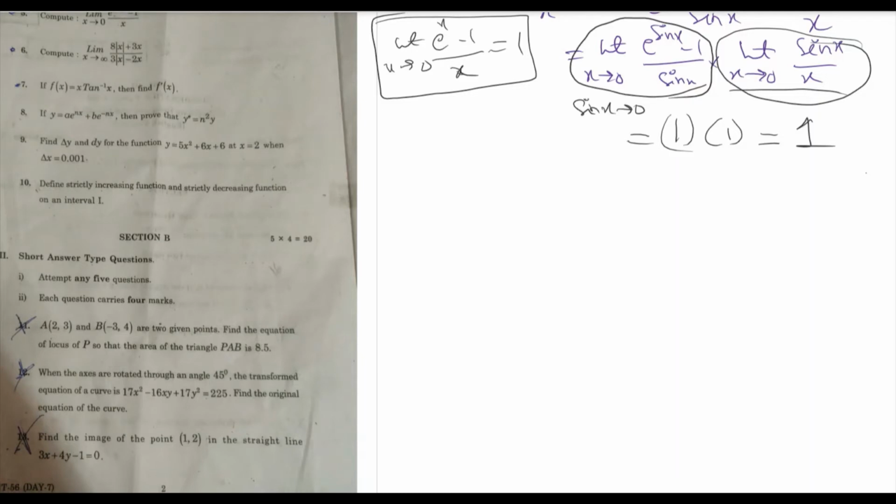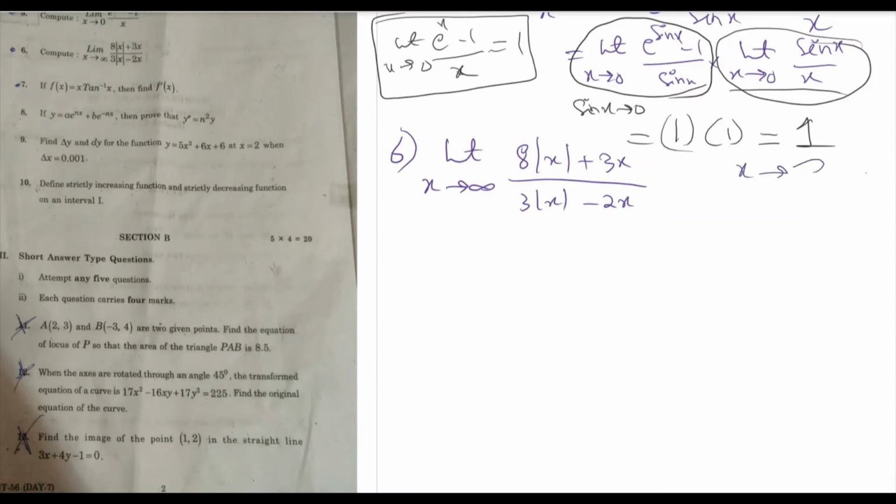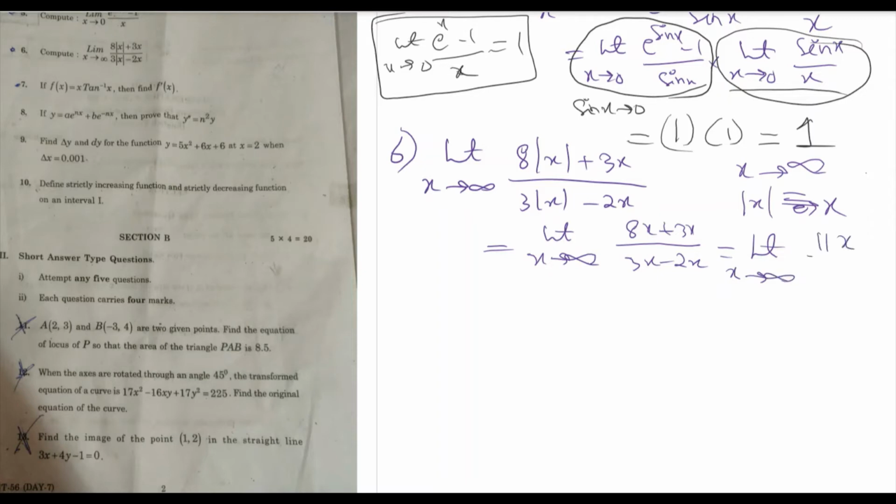Next, sixth one. Compute limit x tends to infinity 8 into mod x plus 3x by 3 into mod x minus 2x. As my x is tending towards plus infinity, mod x will be equals to x. That equals to limit x tends to infinity 8x plus 3x by 3x minus 2x. That equals to limit x tends to infinity 11x by x. So x gets cancelled, limit equals to 11.